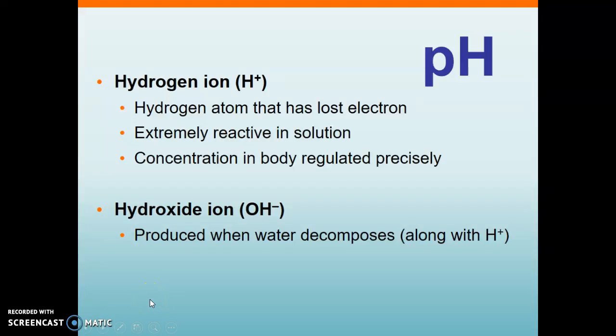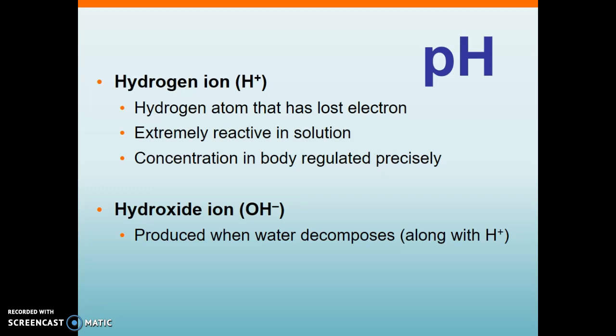pH is often a difficult topic for students. pH is the measure of acid concentration, and acid is determined by the hydrogen ion. This is the hydrogen ion, H+. It is merely a hydrogen atom that has lost one electron. And these hydrogen ions are very dangerous when they build up in the body. They're created by many metabolic processes, and they're very reactive.